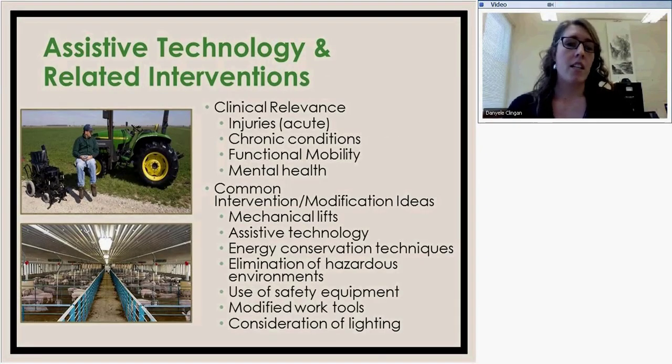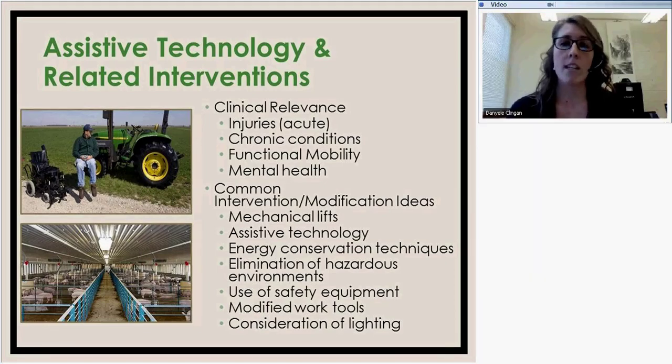This slide gives a very general overview of how we might be able to work together in terms of the services that occupational therapists are providing that might also correlate to agriculture or AgrAbility projects. As occupational therapists, clinically, we will see farmers or ranchers for acute injuries, chronic conditions, maybe functional mobility, maybe some mental health. And so we want to be able to bring all of this together.